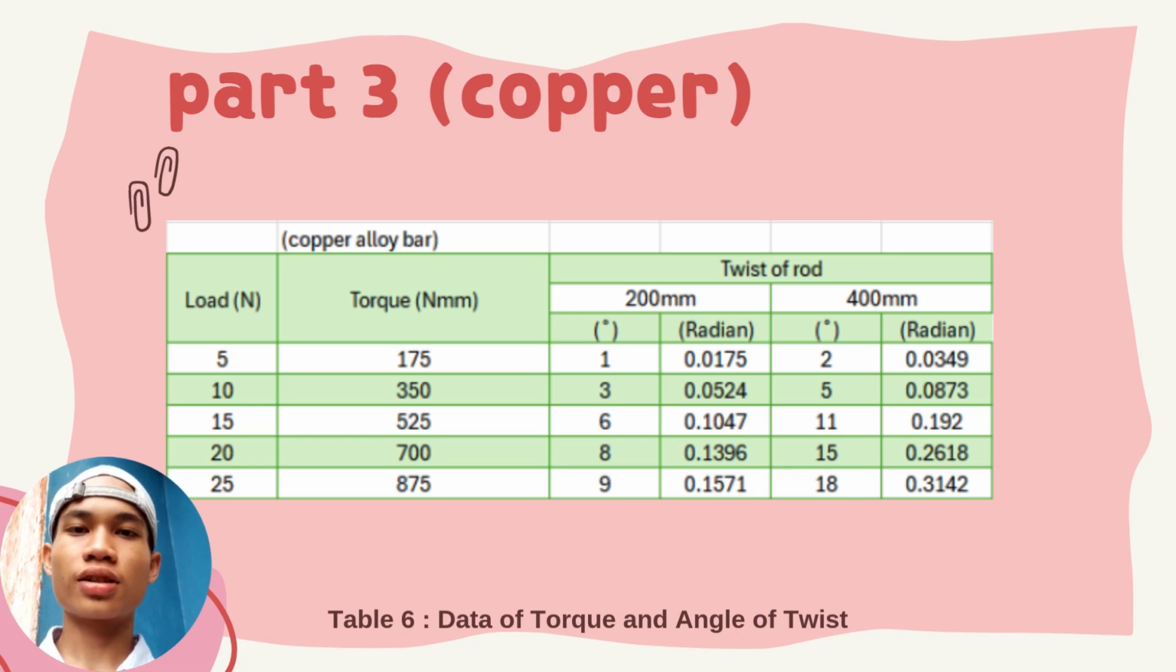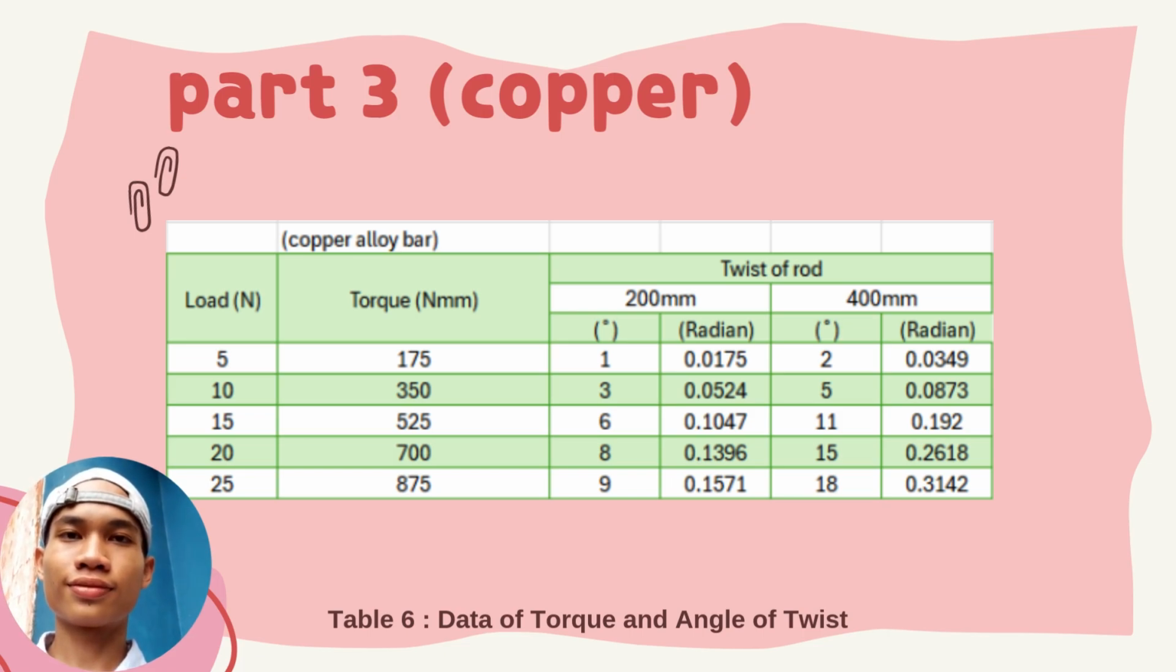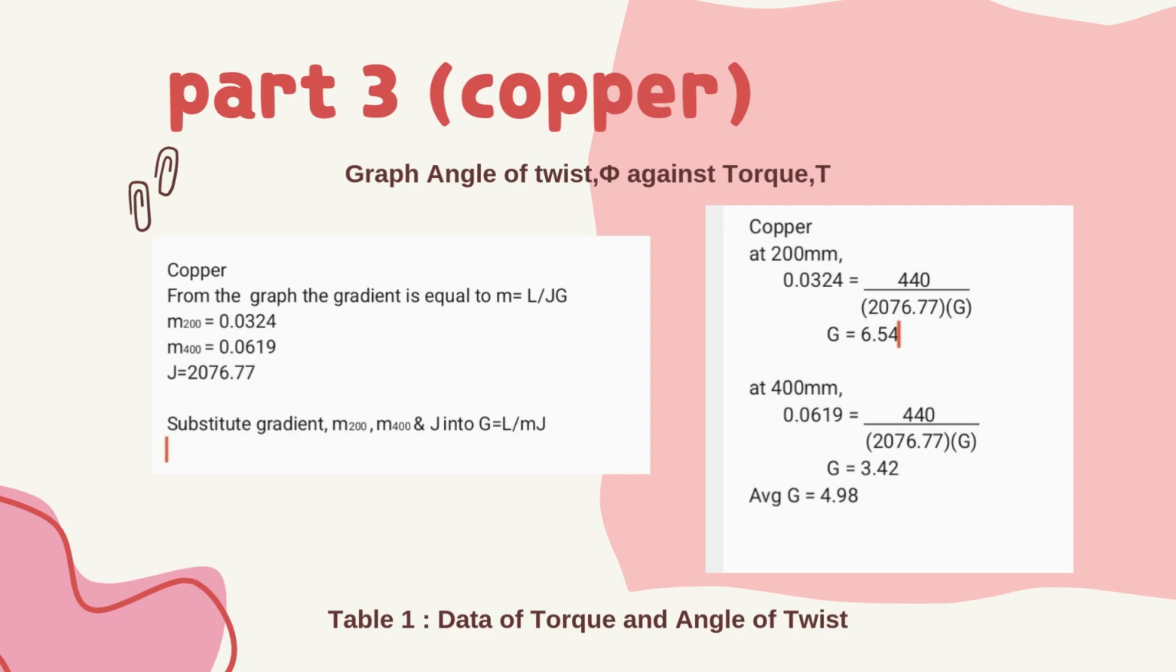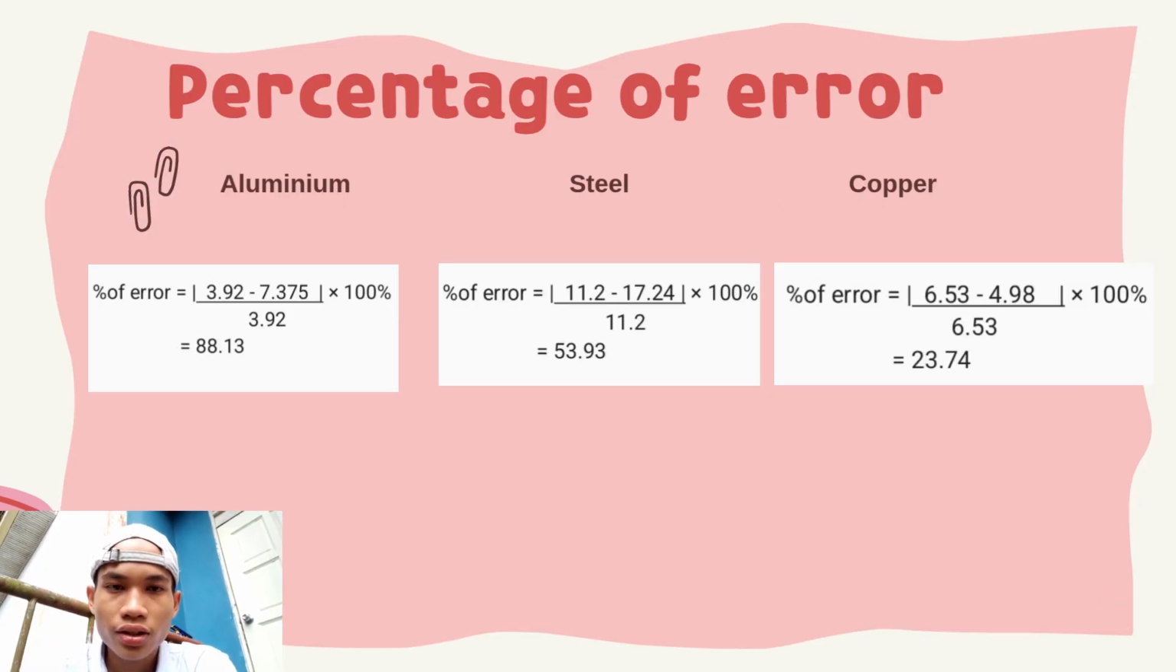And lastly, these are the data collected for the copper bar. After getting the modulus of rigidity for all three bars, we compare it to the theoretical value of modulus of rigidity to calculate the percentage of error.